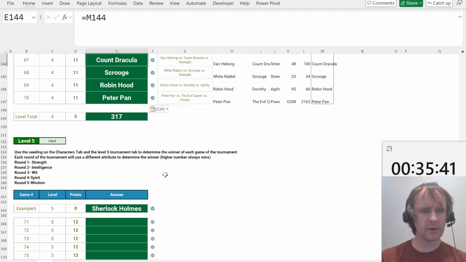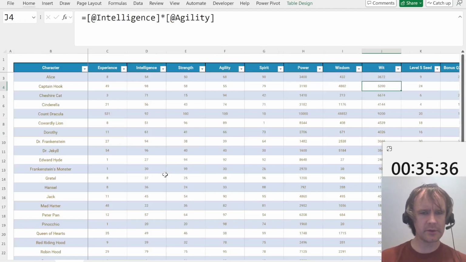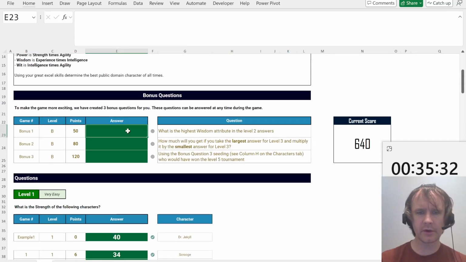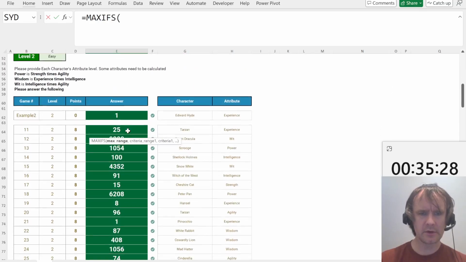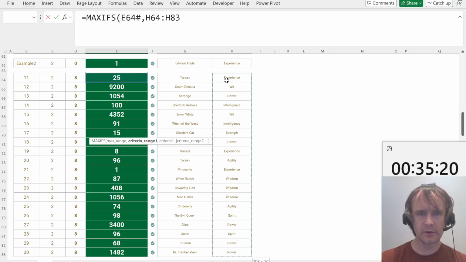Okay, so then level 5 is where we have to play out this tournament. And then we have a bonus where we have to flip it around a bit. So let's just see, what is the highest wisdom attribute in the level 2 answers? So say MAXIFS this, where the heck did I just do? MAXIFS this, where this is wisdom.